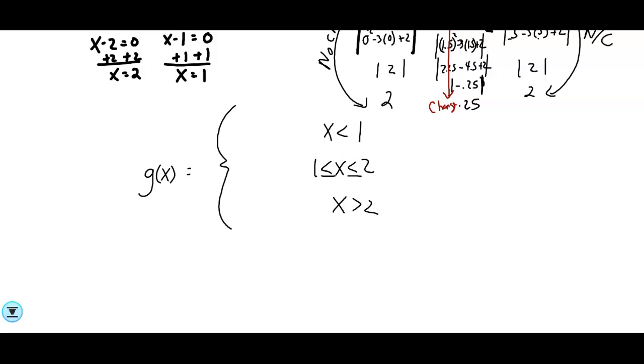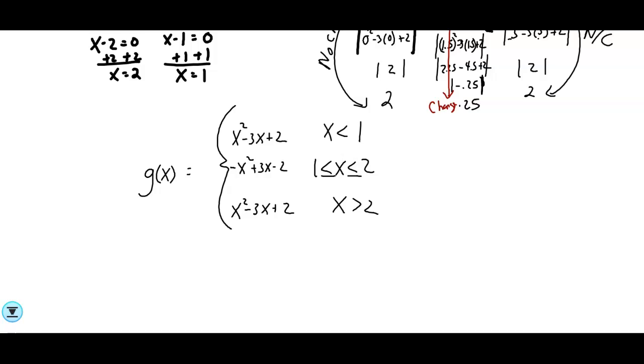Now, what we said was that for all x less than 1, there was no change. So the function is going to stay pretty much the same. And for all x greater than 2, the same thing. This was no change. But for all x between 1 and 2, there was a change. And so anything that was inside the absolute value bars will change its signs. And so all those ones are opposite signs.